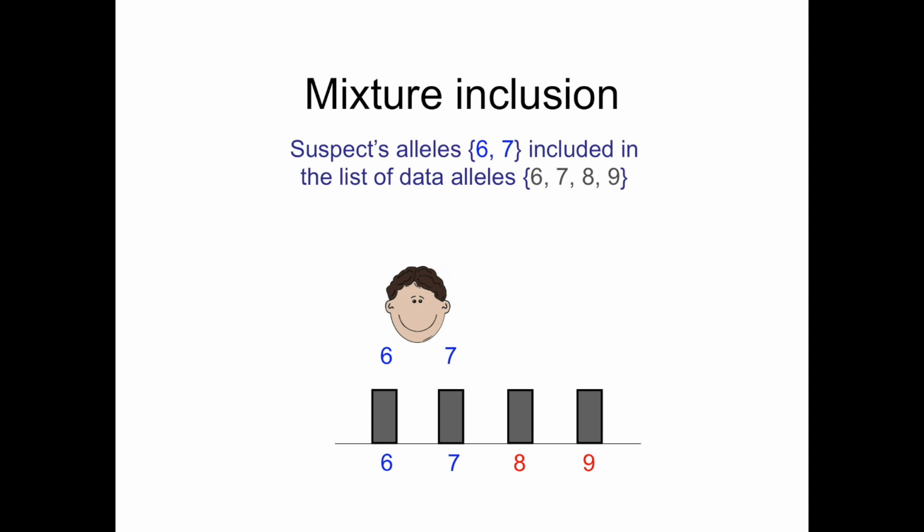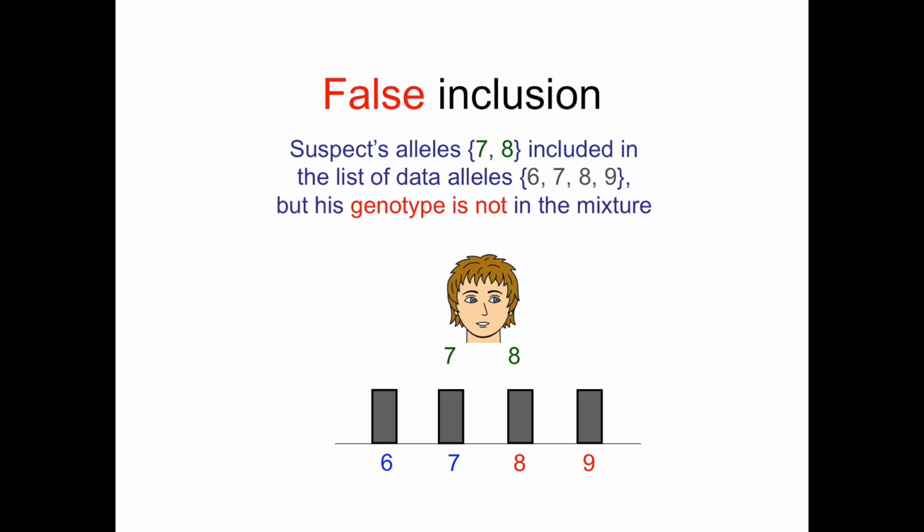Why is that a problem? Well, there are actually 10 different pairings of those 4 alleles, and only 2 of them, 6, 7, and 8, 9, are really in there. The other 8 possibilities can't exist. Why? Because a guy with a 7 and an 8 doesn't have the 2 tall peaks of a 6, 7, or the 2 short peaks of an 8, 9. So you can get false conclusions.